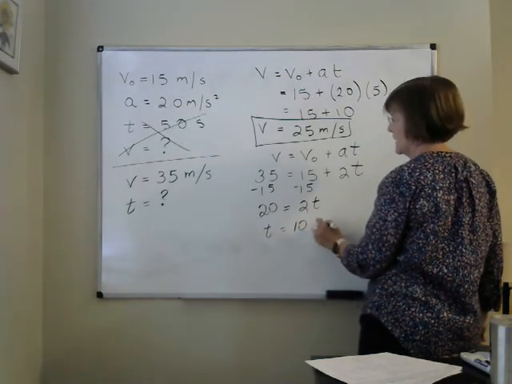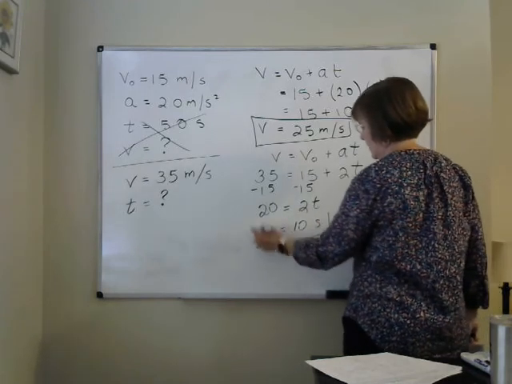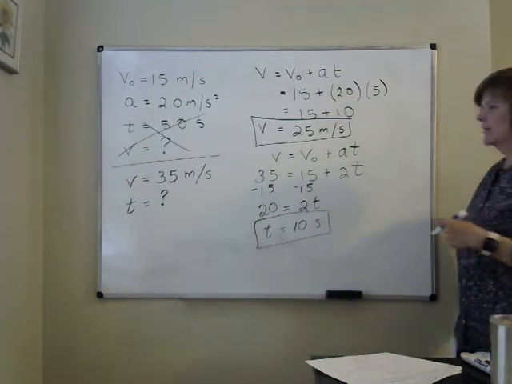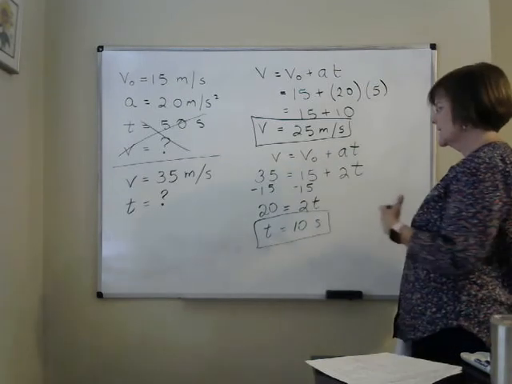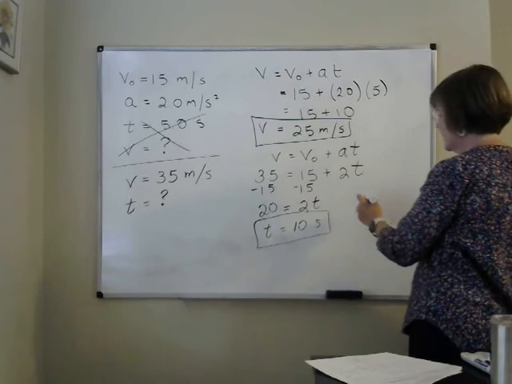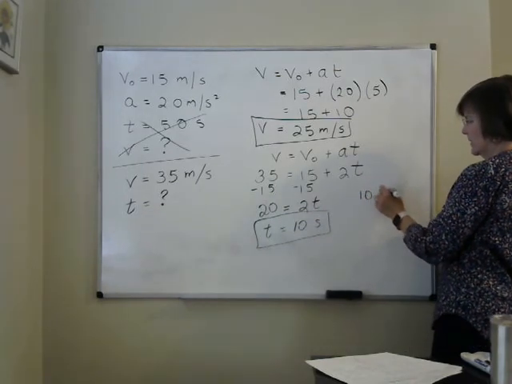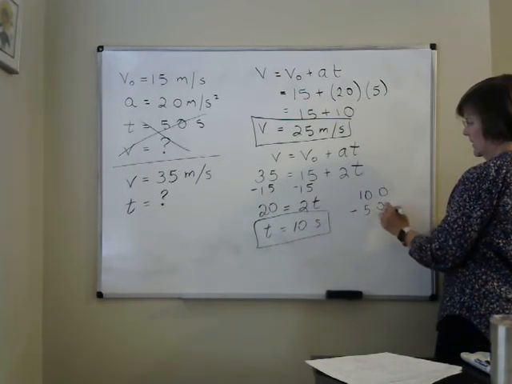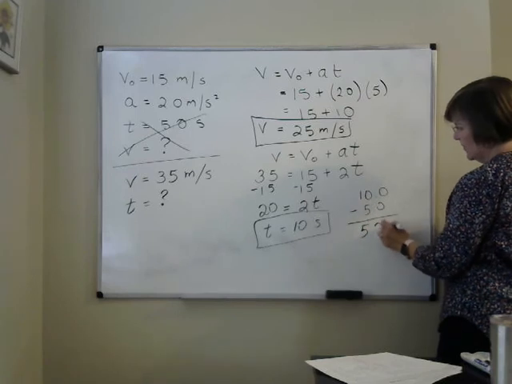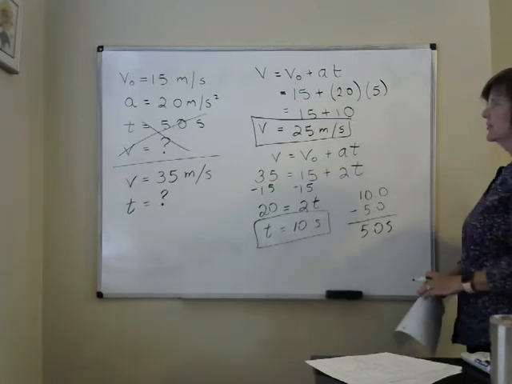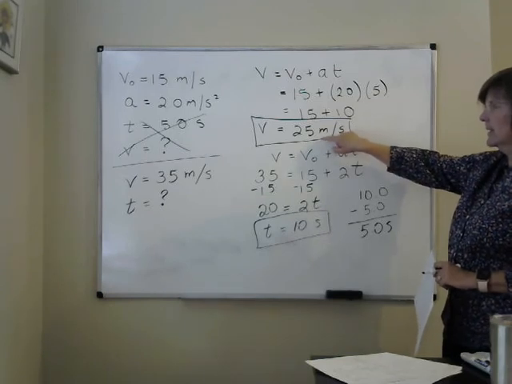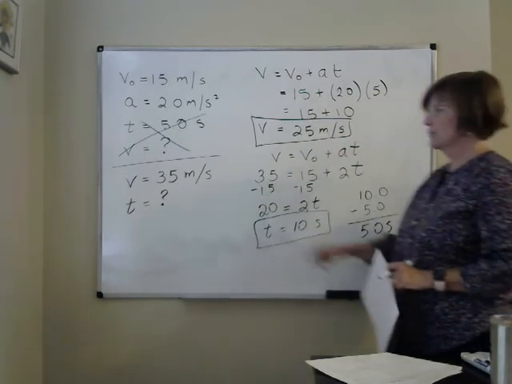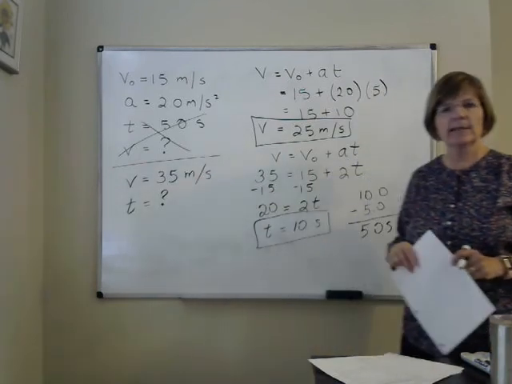10 seconds. Now, that really didn't answer the question they asked. They said how much additional time. So if it takes 10 seconds to reach 35, the answer is it's going to take another 5 seconds. It took 5 seconds to reach 25 meters per second. It takes another 5 seconds to reach 35 meters per second.